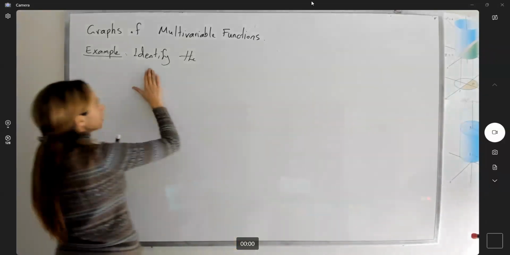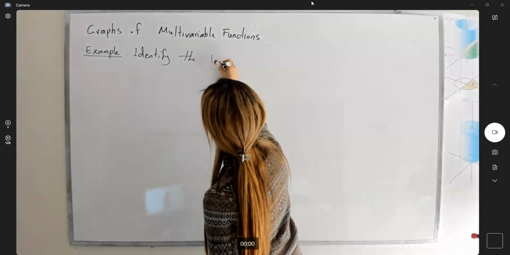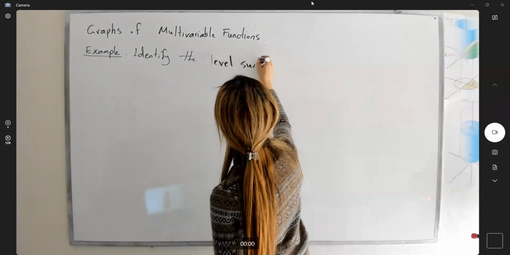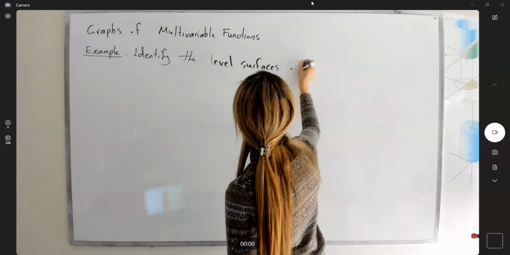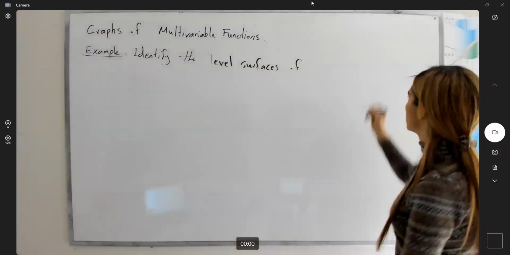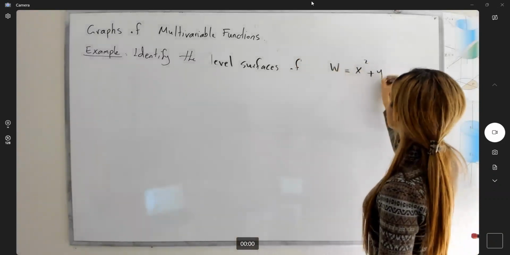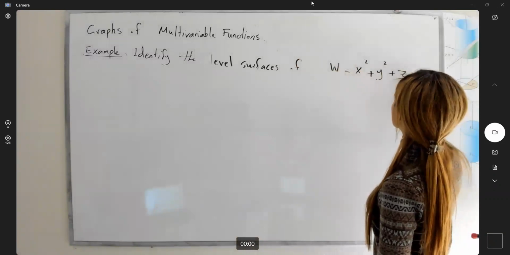Now, suppose you want to identify the level surfaces of the following function. The function given to us is W equals x squared plus y squared plus z squared.